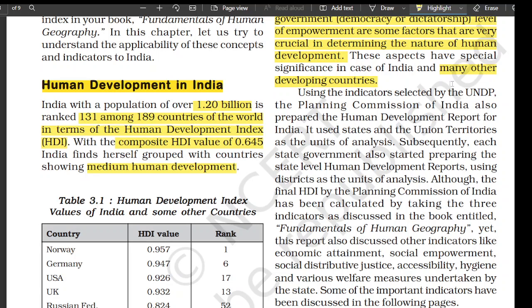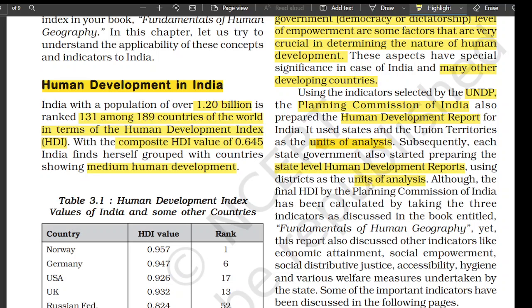Using the indicators selected by UNDP, the Planning Commission of India also prepared the Human Development Report for India. It used states and union territories as the units of analysis. Subsequently, each state government also started preparing the state level human development reports, using districts as the units of analysis.